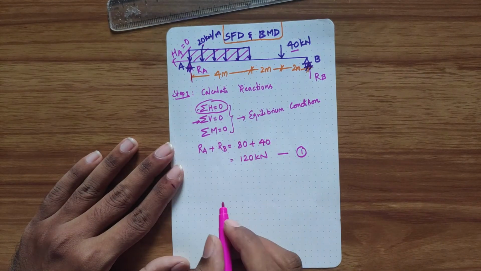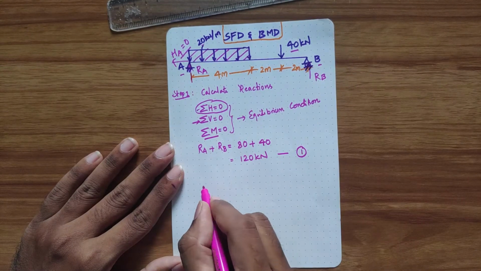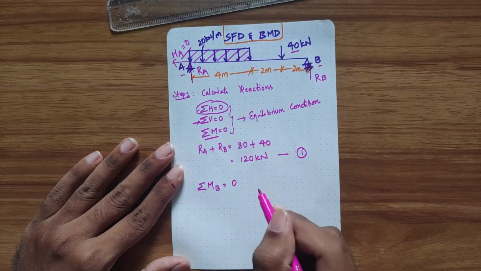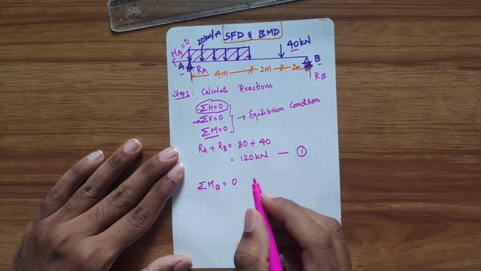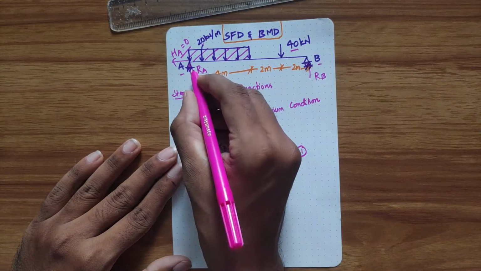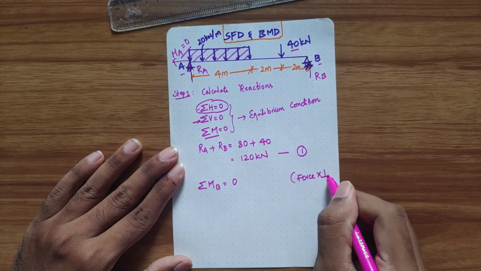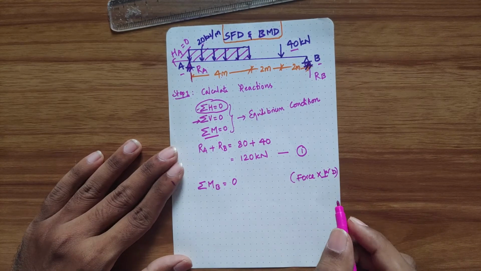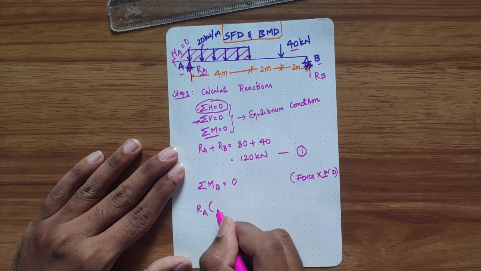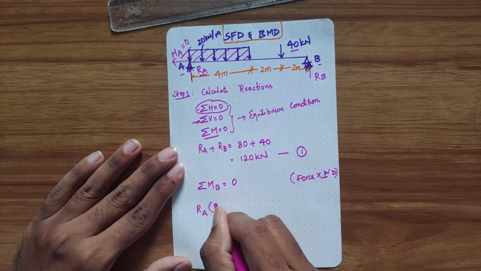Now taking moments about any point, you can take about point A or you can take about point B. In this case I am taking about point B, should be equal to 0. So here look carefully, moment is force into perpendicular distance. So here force is RA into distance up to this point, which is 4 plus 2 plus 2, 8.